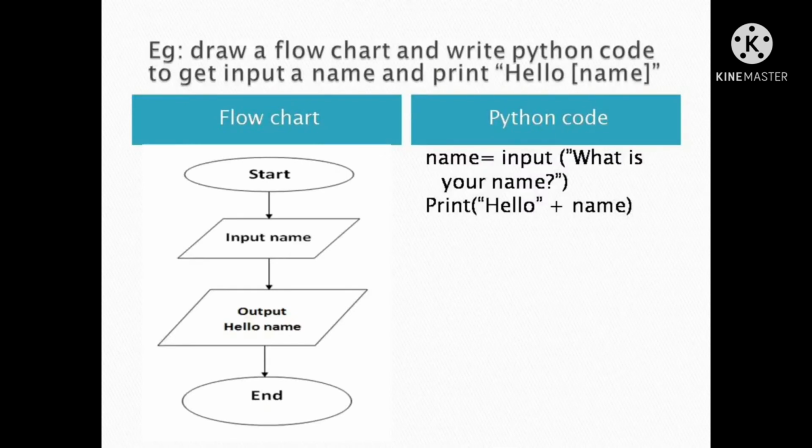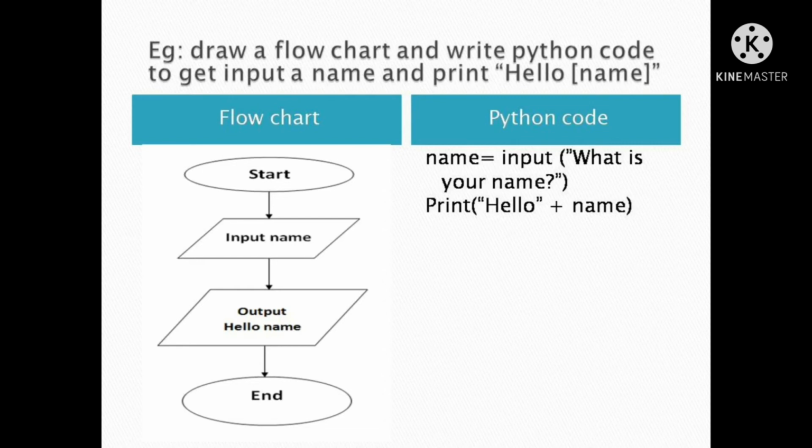Draw a flowchart and write the Python code to get a name as input and print hello with the name. The flowchart: first we start, then input name. Input is in a parallelogram. Here there is no processing. We get the input and output the name. For that we take another parallelogram and output hello name, then end.